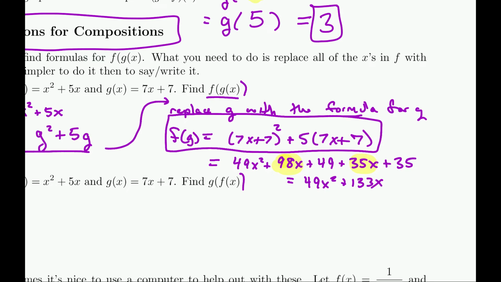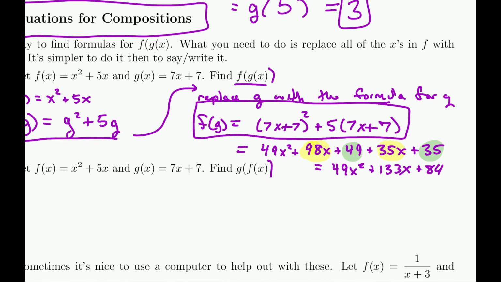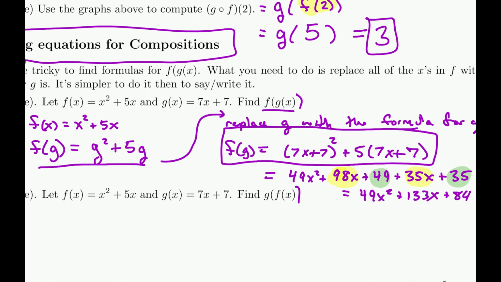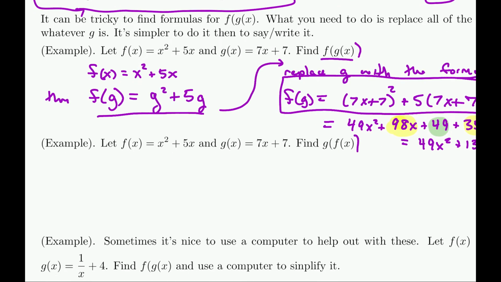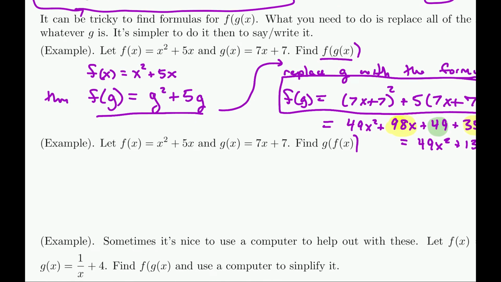133x. And then you've got 49 and 35. For the constant, 49 plus 35 is 84. So that's what f of g is. Okay. Now I realize that that's a little bit quick, but we're going to do a few more examples of this. Okay. So like this one is g of f of x.